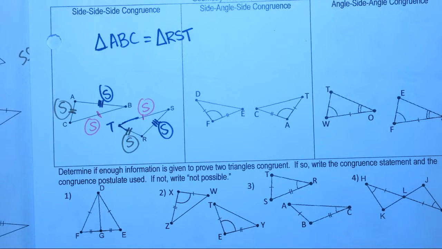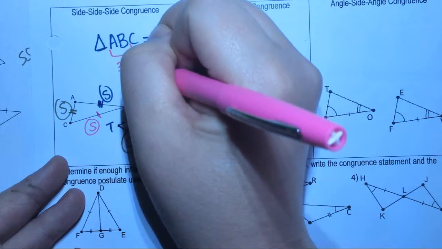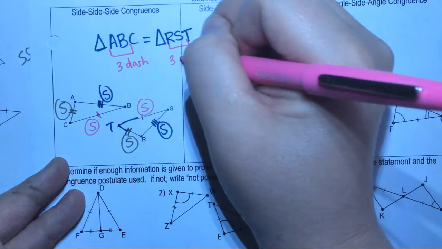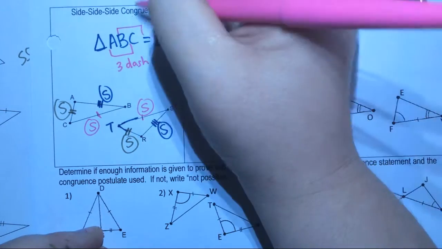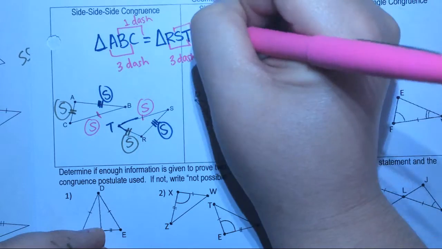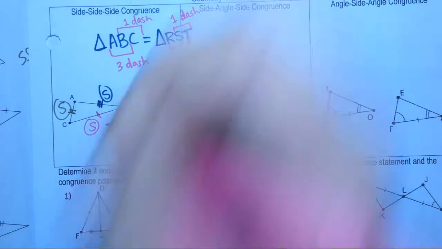That's one way. You could old school it and actually think things through and say AB was the 3 dash. RS better also be a 3 dash. BC was a 1 dash. So ST better be a 1 dash. You could old school it like that.